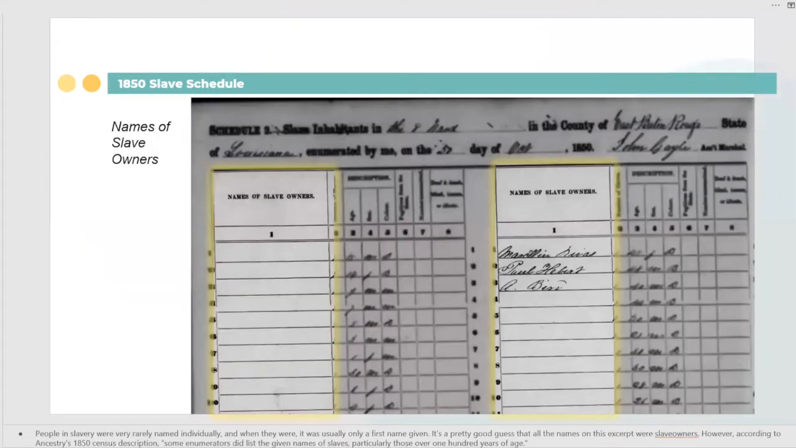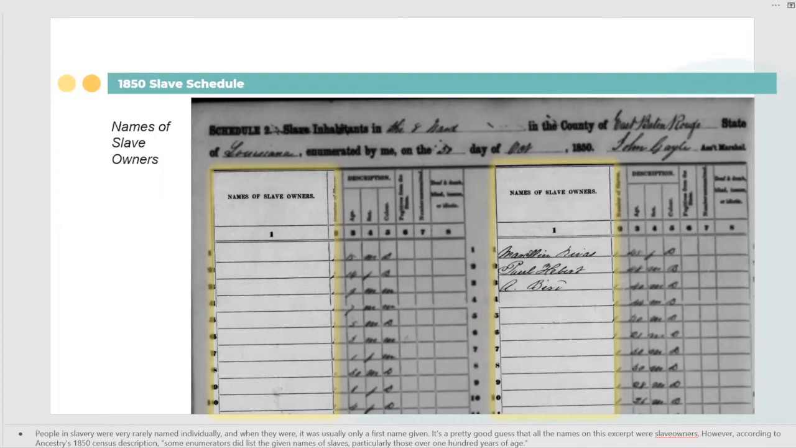So let's start off with looking directly at the 1850 slave schedule. People in slavery were very rarely named individually. When they were, it was usually only a first name given, and it was usually extenuating circumstances. So we're talking about individuals who were very advanced in age, usually over 100. We're talking about people who had a very specialized set of skills, which made them more, there's no nice way to say, more valuable to the slave owner. And then we're also talking about people who were considered fugitives from the state.